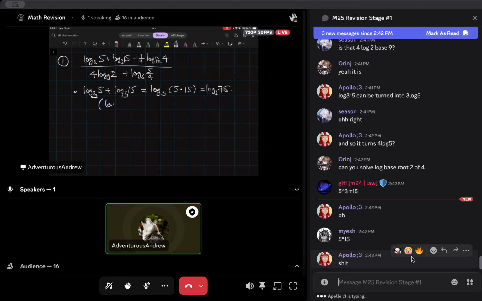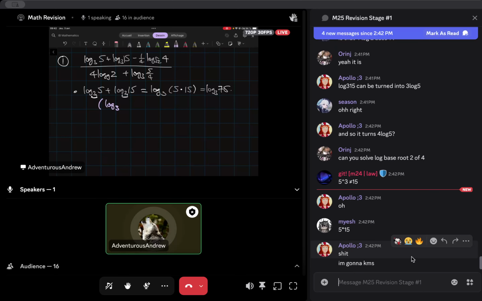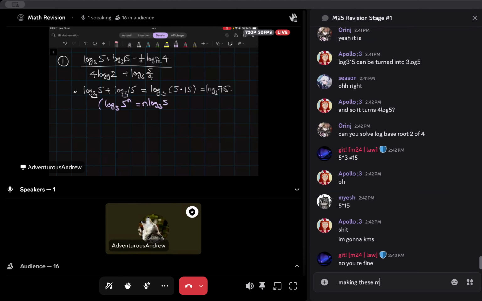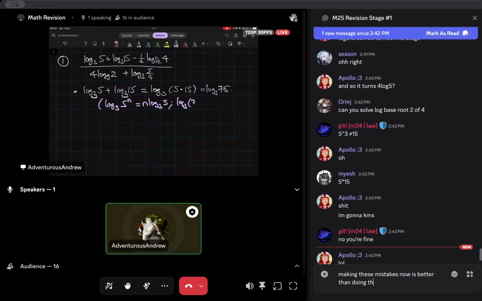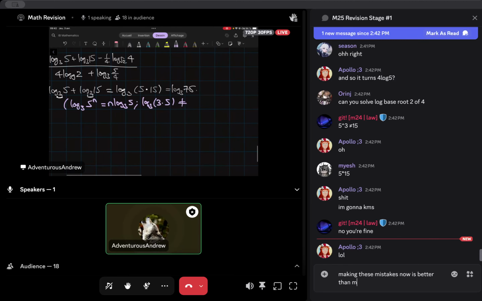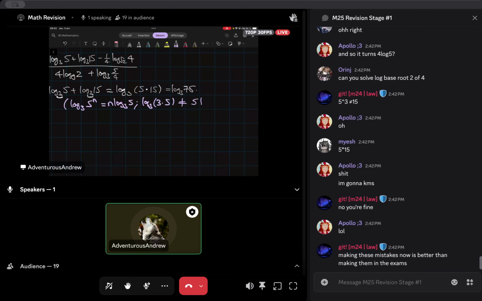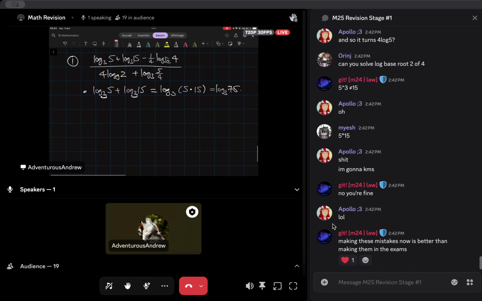And this is why I love logs so much. A lot of people mess it up. So log base 3 of 5 to the n is equal to n log base 3 of 5. But if you have log base 3 of 3 times 5, that's not the same thing as 5 log base 3 of 3 or whatever. So keep that in mind.